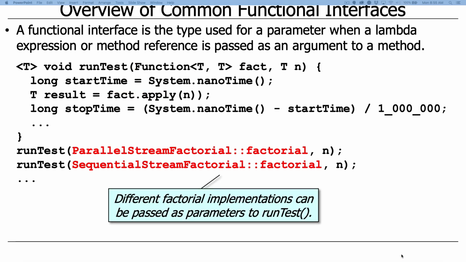Now, the cool thing about this is this allows us to pass in these different implementations without changing the run test function. So it's a great example of behavioral parameterization. And you can see we could pass in a parallel stream factorial, we could pass in a sequential stream factorial, and there's a bunch of other examples that I have there as well.